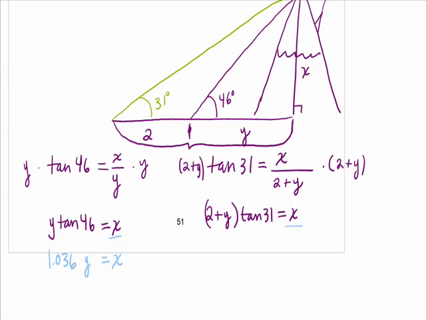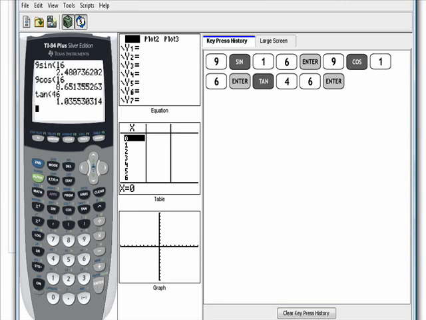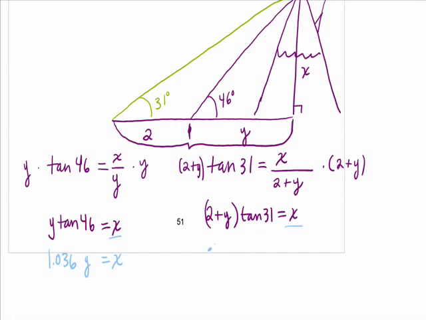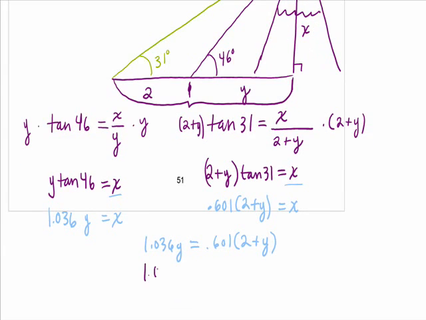Alright. Now over here I'm going to do the same thing. I'm going to do the tangent of 31. And when I do that, I'm going to round this to 0.601. So now I have 0.601 times 2 plus y is x. Now I'm going to go ahead and set them equal to each other. 1.036y equals 0.601 times quantity 2 plus y. Distribute, simplify each side, so this side will stay the same.